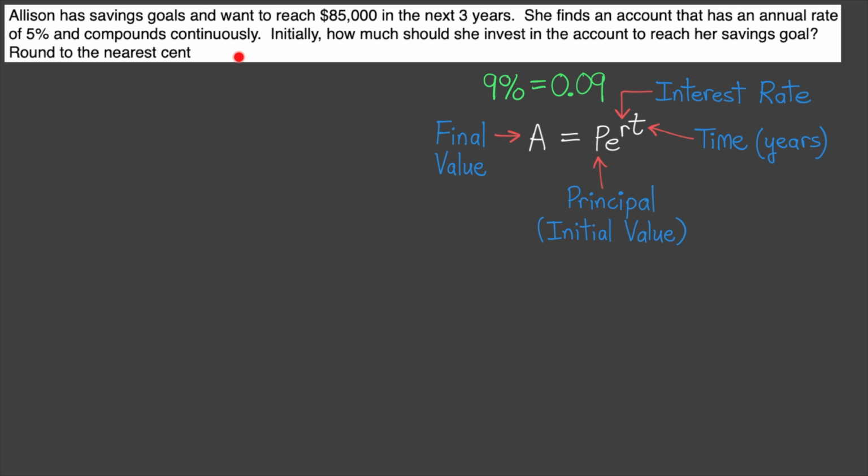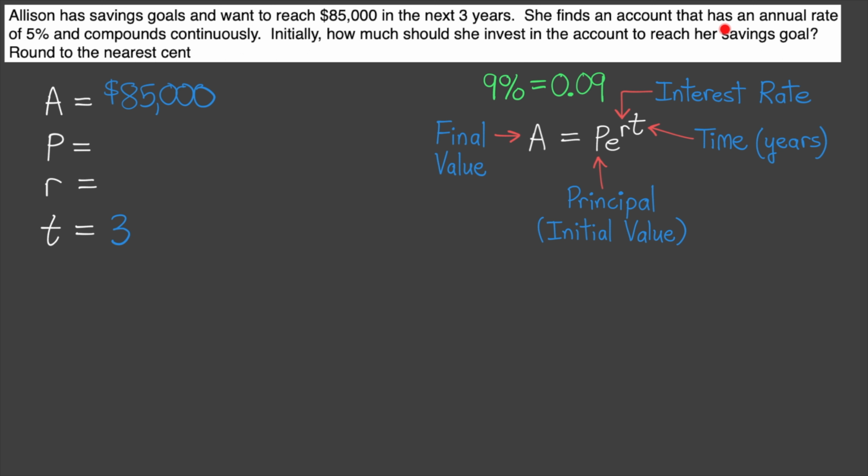So let's go ahead and reread our question, and we'll plug in for our variables. So Allison wants to reach $85,000. So that's actually the final amount she wants in her account. So that's going to go for A here. So we'll plug that in for A. In the next 3 years. So there's our time, so we'll plug that in for T.